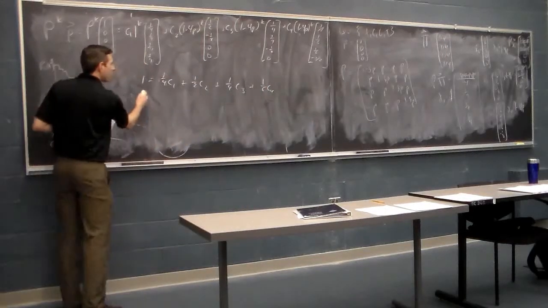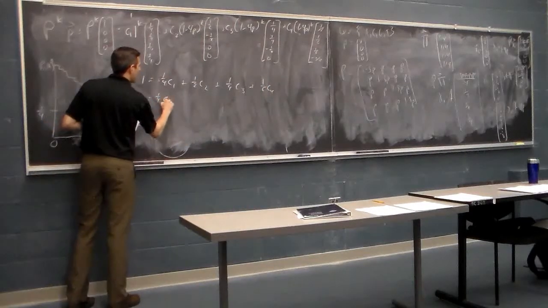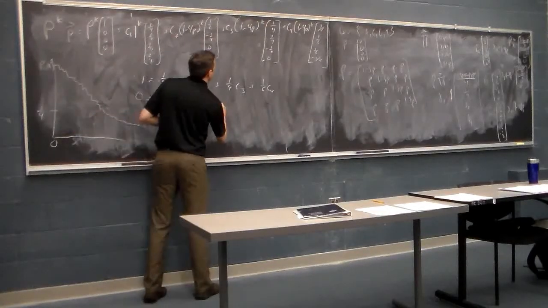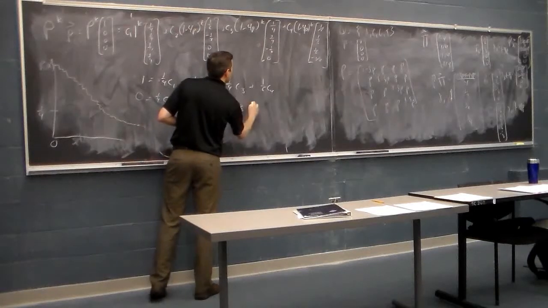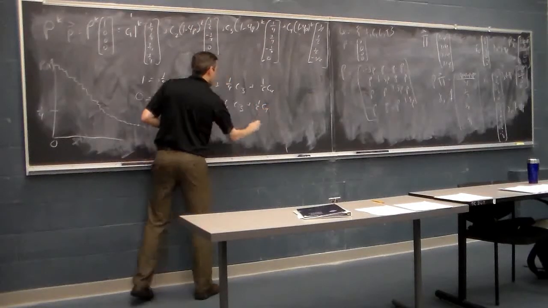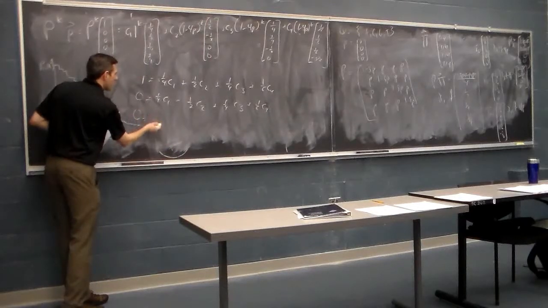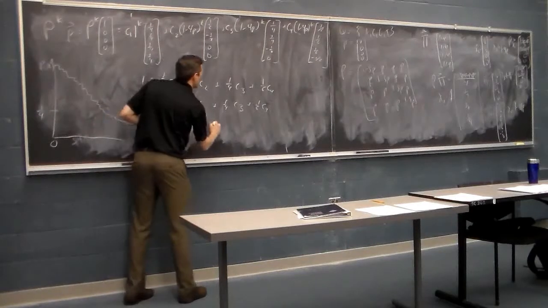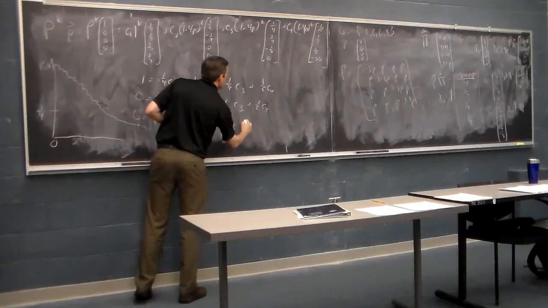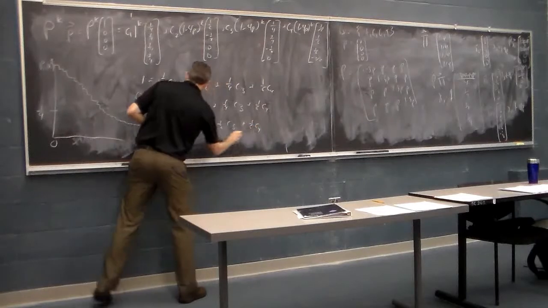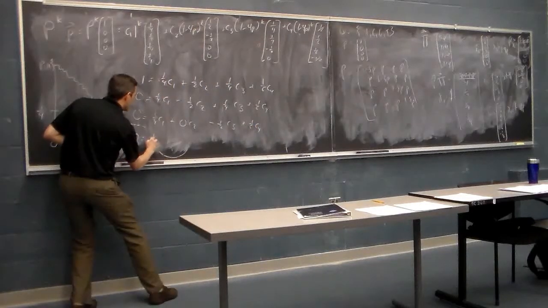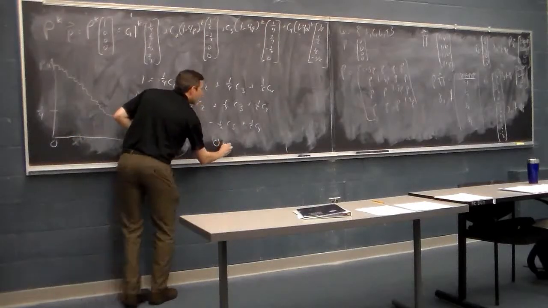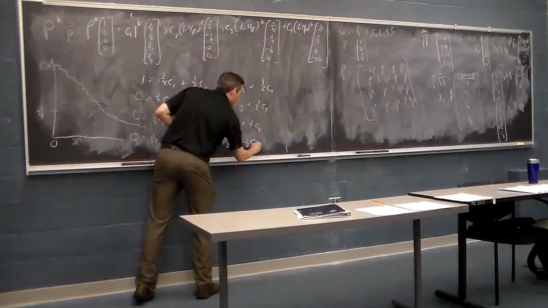Our second equation would be 0 equals 1/4 c1 minus 1/2 c2 plus 1/4 c3 plus 1/6 c4. And if we kept going, we'd have 0 equals 1/4 c1 plus 0 c2 minus 1/2 c3 plus 1/6 c4, and finally 0 equals 1/4 c1 plus 0 c2 plus 0 c3 minus 1/2 c4.